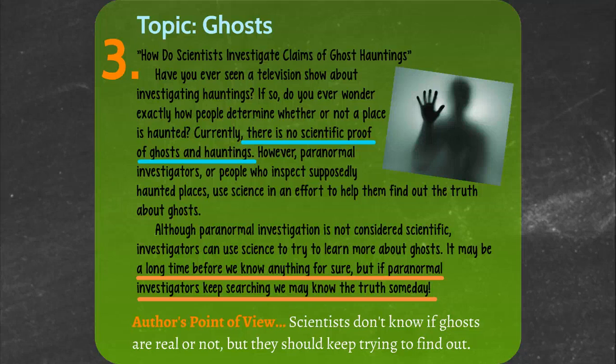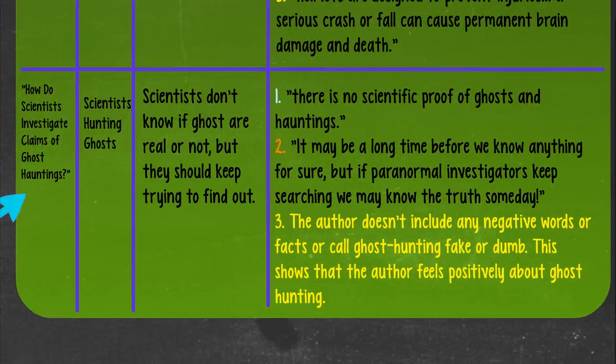So if I were going to fill my chart out for this one, again, my topic is scientists hunting ghosts. My title is How Do Scientists Investigate Claims of Ghost Hauntings. My point of view was scientists don't know if ghosts are real or not, but they should keep trying to find out. And then what's my evidence here? Well, they said there's no scientific proof of ghosts and hauntings. They said it may be a long time before we know anything for sure, but if paranormal investigators keep searching, we may know the truth someday. And then most importantly, the author doesn't include any negative words or any facts or call ghost hunting things like fake or dumb. This shows that the author feels positively, or at least just kind of neutral and unbiased about ghost hunting, right?